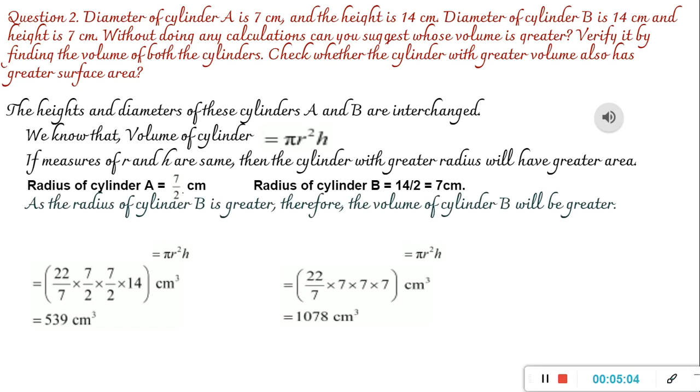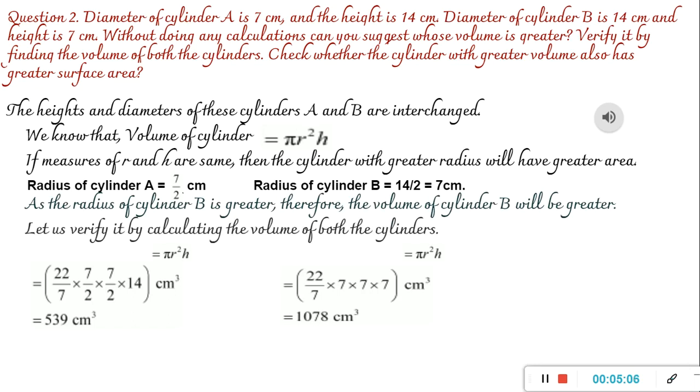Let us verify it by calculating the volume of both the cylinders. So first cylinder A. Volume of cylinder A is equal to pi r square h. Here the value of pi is 22 upon 7, into r, 7 upon 2, into 7 upon 2, into h, 14. Now 2 in 22 is 11, 2 into 14 is 7. 7 and 7 will cut. Now what is remaining? 11 into 7 into 7, that is equal to 539 centimeter cube. Right? So volume of cylinder A we got 539 centimeter cube.